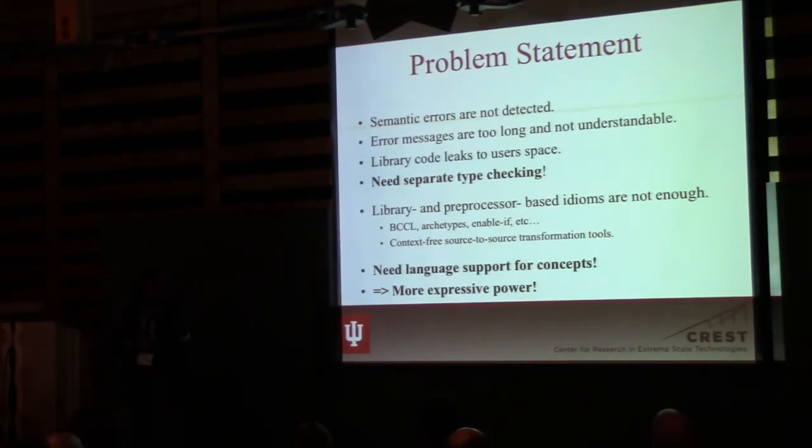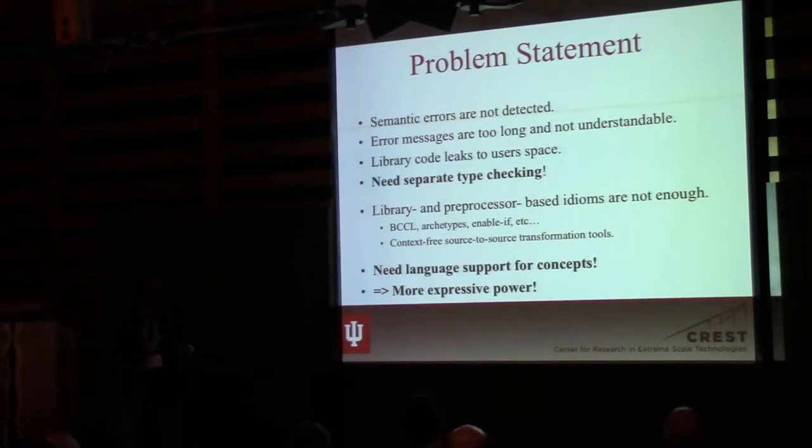So the reason why we want concepts in C++ is because we need separate type checking. There have been several other idioms that have been developed and used over the years based on reusing features of C++ and also staying at the level of the library or preprocessor. But those, as amazing as they have been, have all reached their limits in some sense, in terms of verbosity, expressiveness, and you name it. And over time, it's become very apparent that we really need language support for concepts. And this is where concept-clang comes in.